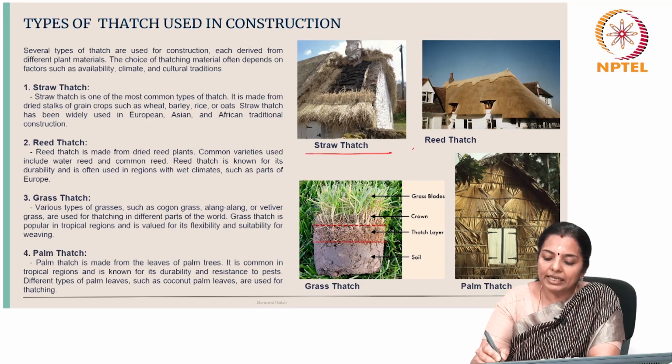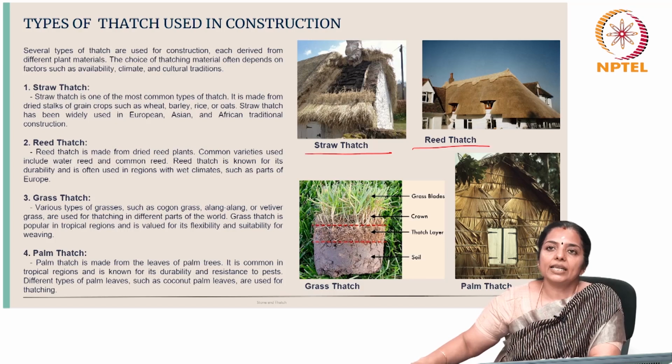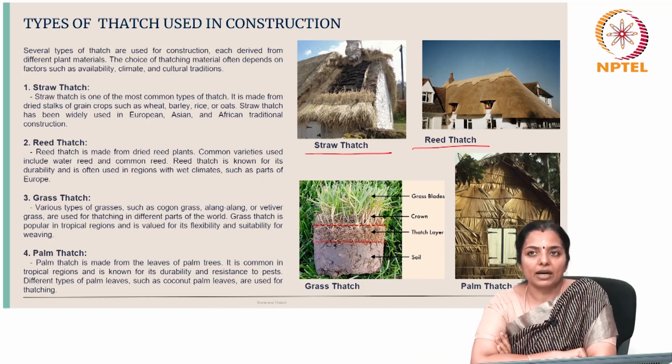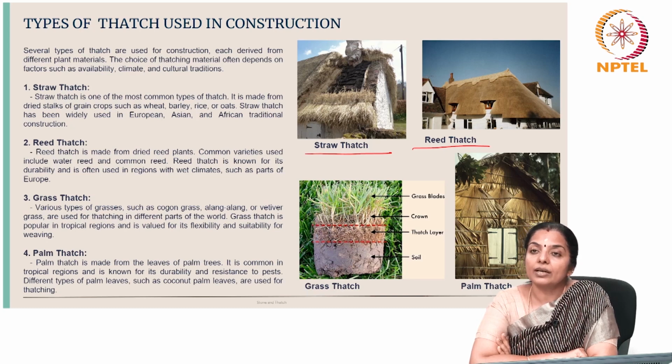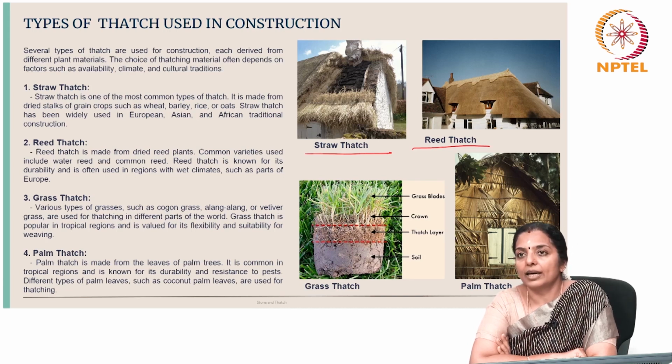Then you have the reed thatch. So reed thatch is made from dried reed plants. Common varieties used include water reed and common reed. Reed thatch is very durable and is used in regions with wet climates such as parts of Europe. It is also used in some parts of Andhra Pradesh, where it is called the rail gaddi, and it is found to be climatically very relevant to use reed thatch in such hot areas.